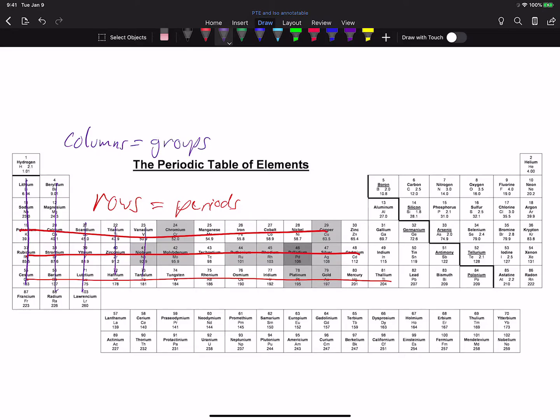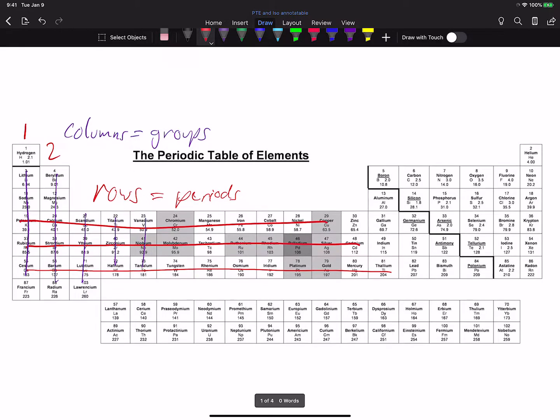Now the groups on the table have been numbered differently at different points in history and different parts of the world. The way that makes the most sense for us in an intro class is to follow the numbering convention from about 20 years ago, and that is to label the tall columns with the numbers 1 through 8.